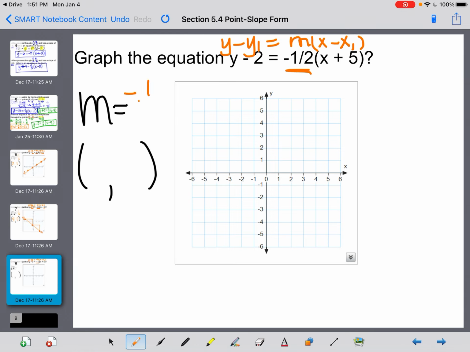Okay, so my slope is this negative 1/2. My ordered pair, because this turned into a plus, means that my x was actually a negative 5, and my y is a 2. So I'm going to go back 5, up 2 to start, and my slope goes down 1 to the right 2.